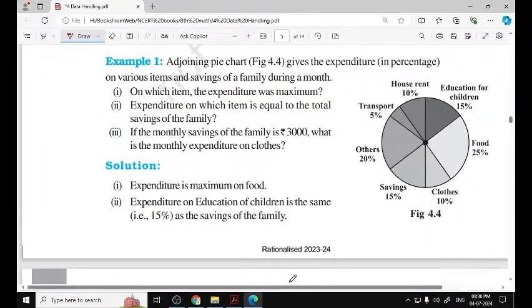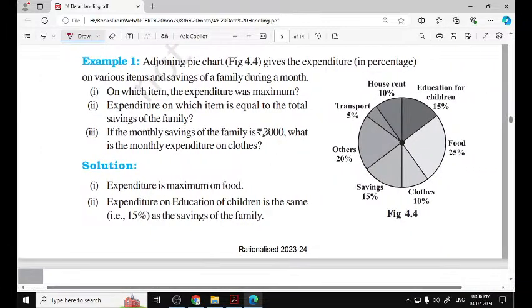Adjoining pie chart gives the expenditure in percentage on various items and savings of family during a month. Let us find out which are the expenses. Food, on food 25%, education for children 15%, house rent 10%, transport 5%, others 20%, saving 15%, and clothes 10%.